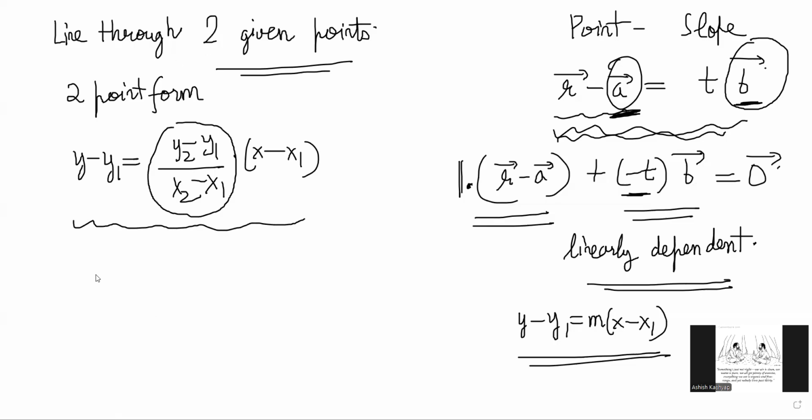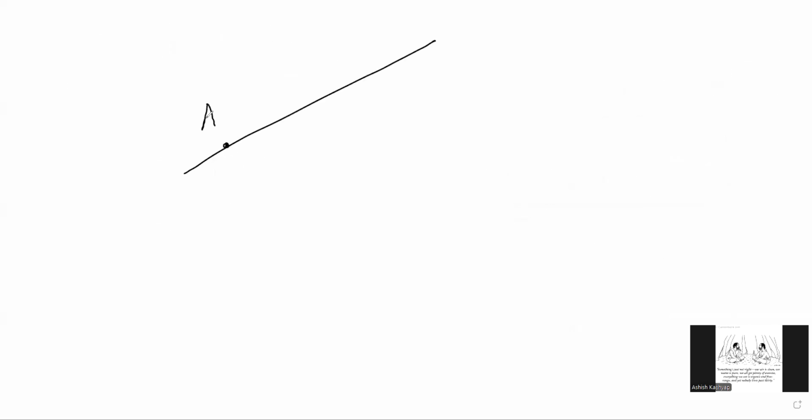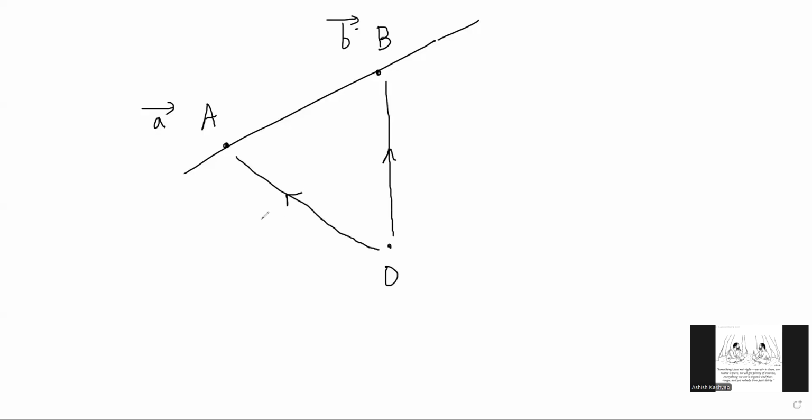Similarly here, suppose a line passes through 2 points, point A and point B. I need the equation of the line. Nobody told us the slope of the line, right? So what should I do now? This is position vector A, this is position vector B. How should I get the line equation now? Sir, B minus A will be the parallel vector, and we can assume any random point on the line, say R, and R minus A is parallel to B minus A.